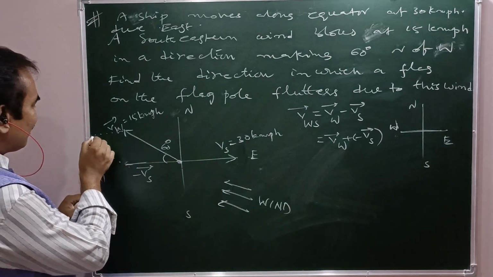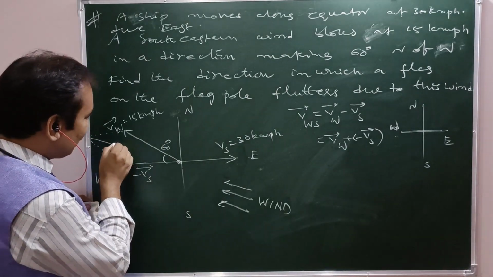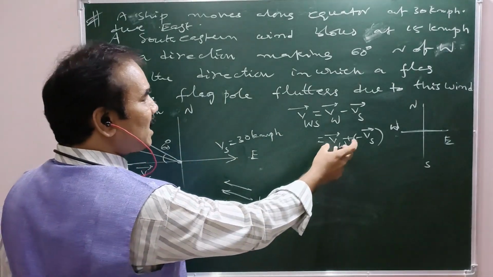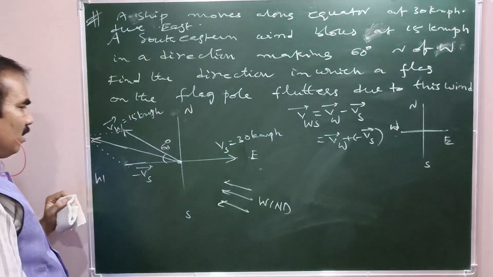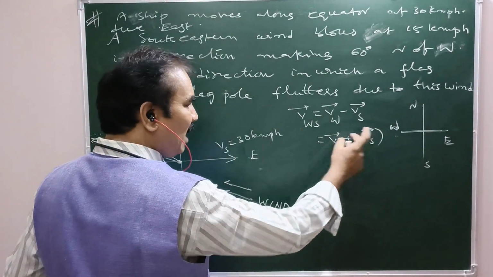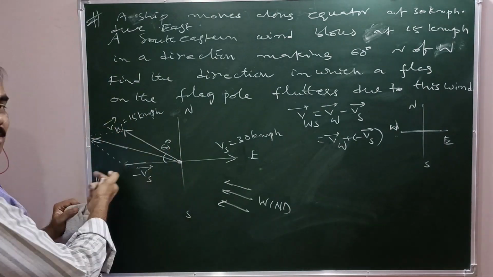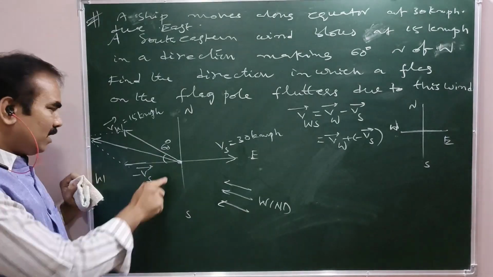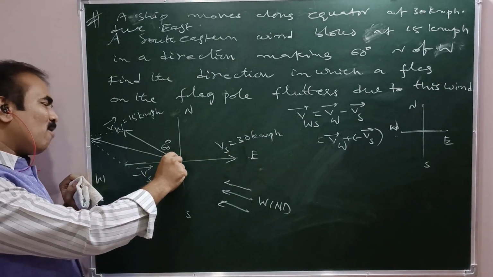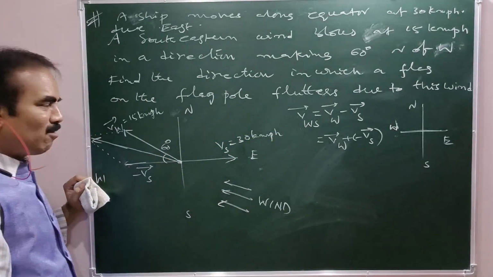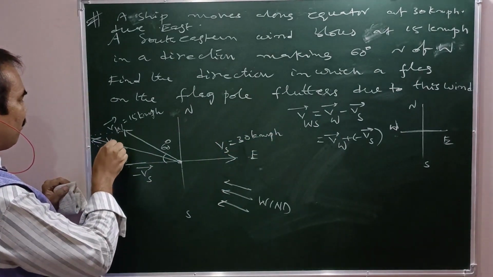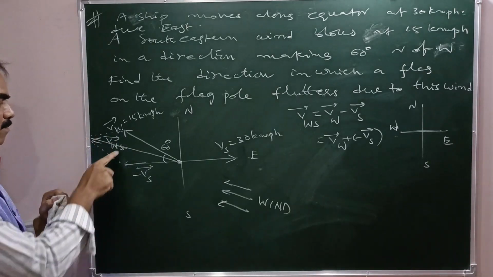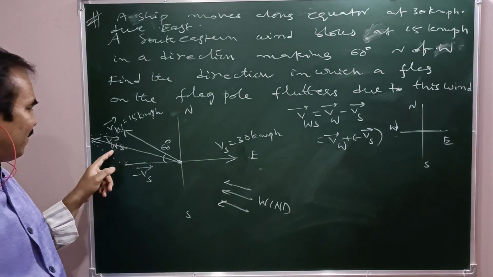Now where is the resultant here? This is the resultant, VWS bar, that is VW bar plus minus Vs bar, the addition of minus Vs bar and VW bar. On adding these two using the parallelogram, the diagonal from the same common point is the resultant. That is, the resultant is VWS, which means the relative velocity of wind with respect to ship.